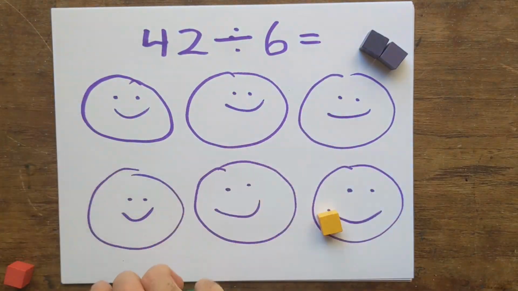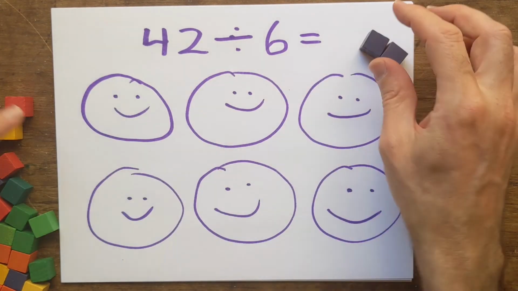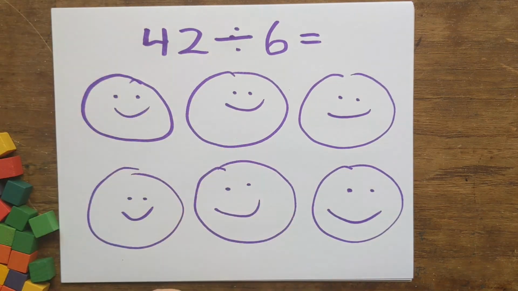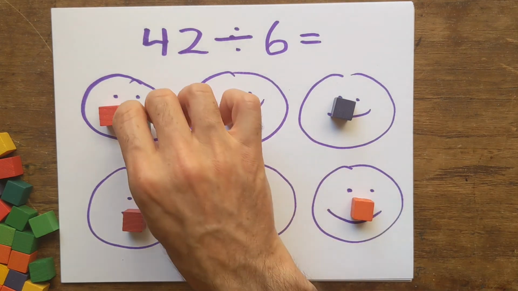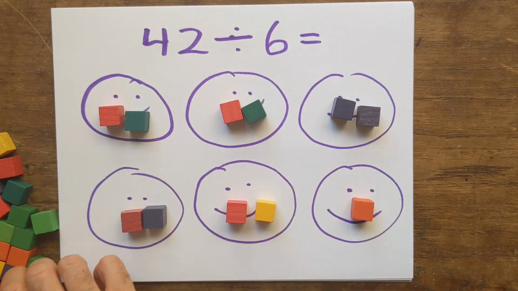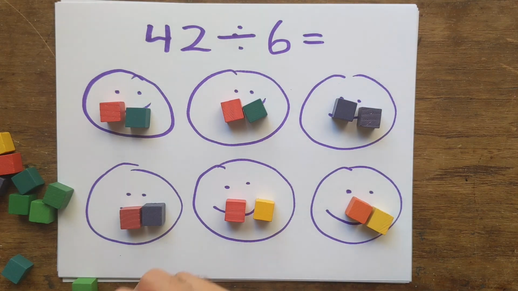Now I'm going to take all of these and put them to the side, and I'm going to start sharing them. All right, everybody, have some grapes. 1, 2, 3, 4, 5, 6. Next one. 1, 2, 3, 4, 5, 6. Alrighty, let's have some more.